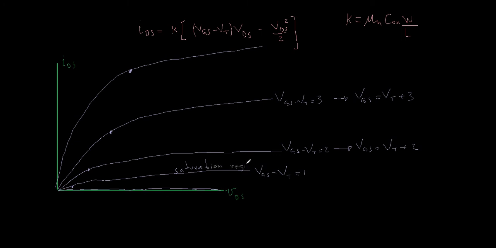Now, as you can see, this is not a horizontal line. It has a slope. This slope is usually called lambda, and we can include this slope in the term here, which is 1 plus lambda times VDS.